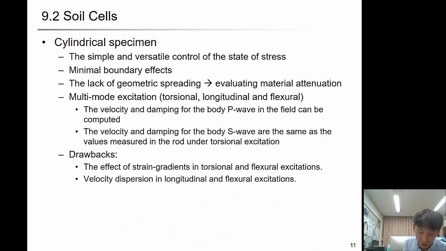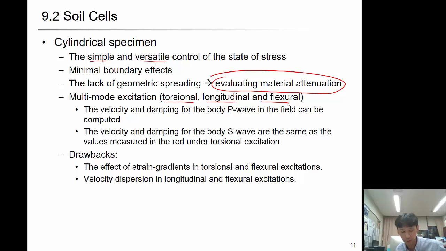As I said, the cylindrical specimen is the simple and versatile specimen shape because it allows the control of the state of stress, minimal boundary effects, and the lack of geometric spreading. So it allows the material damping evaluation. And also you can apply different modes of oscillation, like torsional vibration, longitudinal vibration, and flexural vibration. But the drawbacks are that there are some stress gradients in torsion and the flexural excitation.